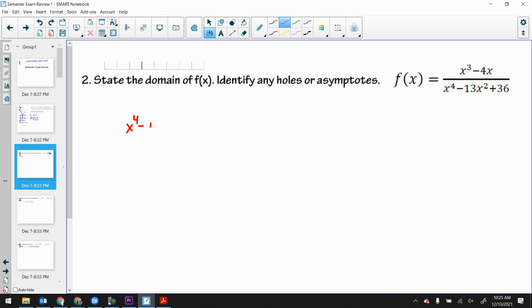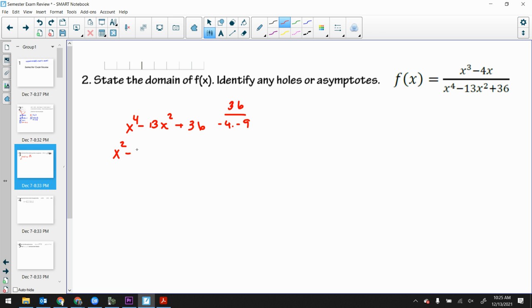x to the 4th minus 13x squared plus 36. All right, now this one's kind of a weird one, but I can factor that down. That would be like saying, okay, factors of 36 that add to get to -13. What does that come out to be? 4 and 9. Thank you. I was like 15 and 2. Like I was thinking about 30. 4 and 9. -4 times -9.